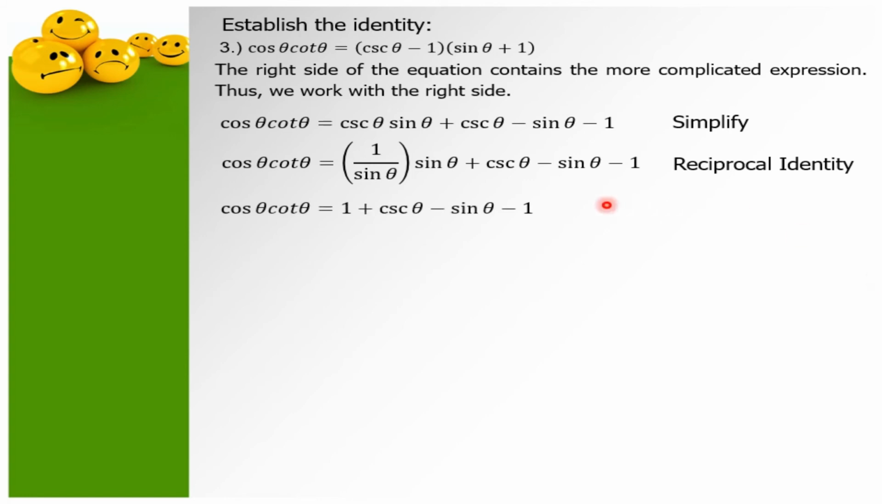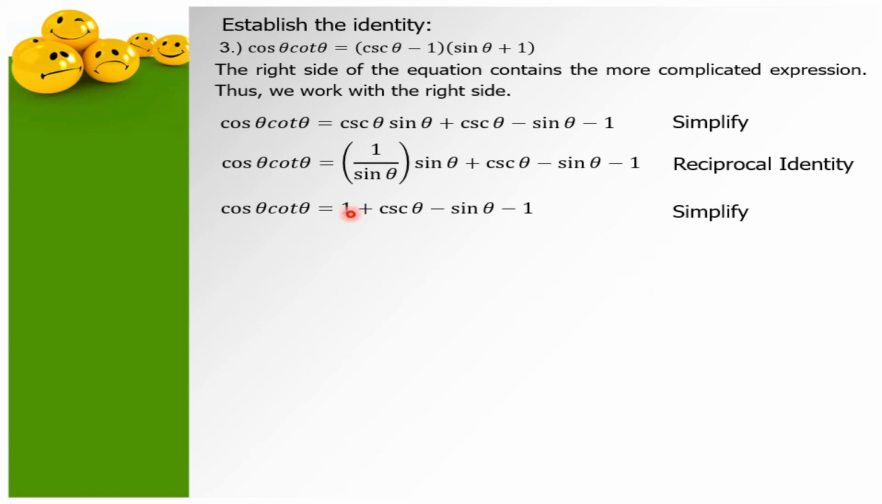Next, simplifying, 1 over sine theta times sine theta, that gives us 1. Tama? Okay, that is 1. Ito na. Then, copy plus cosecant theta minus sine theta minus 1. Okay? Simplify po natin yan mga boss. Again, wag na po natin galawin yung left side of the equation. Okay? So, next, anong gagawin natin?